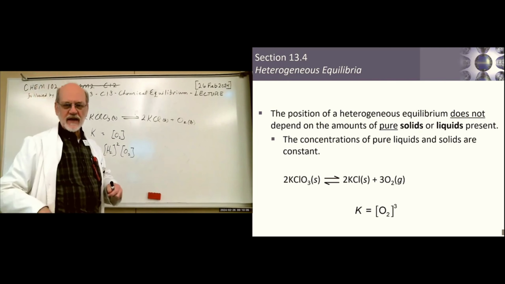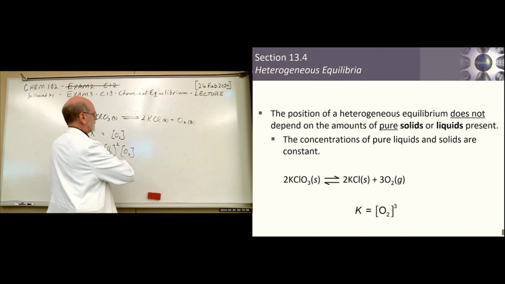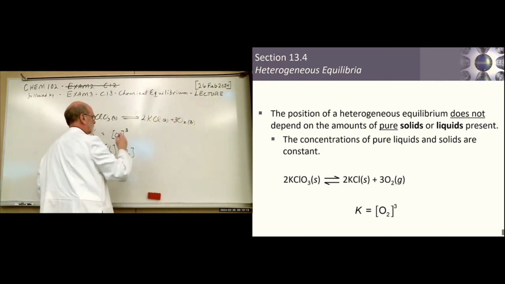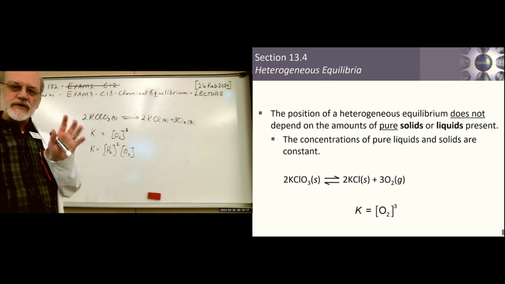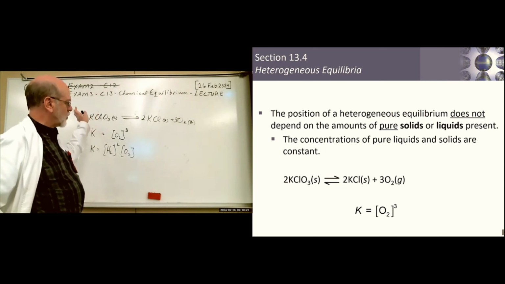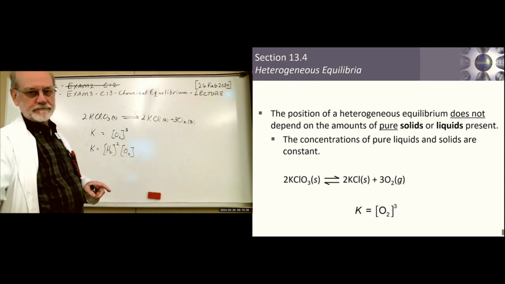And this is the slide that I've been using all along. Oh, excuse me, that should be 3. Yeah, 3. There you go. So pure solids and liquids present in a reaction equation do not enter into the equilibrium expression.